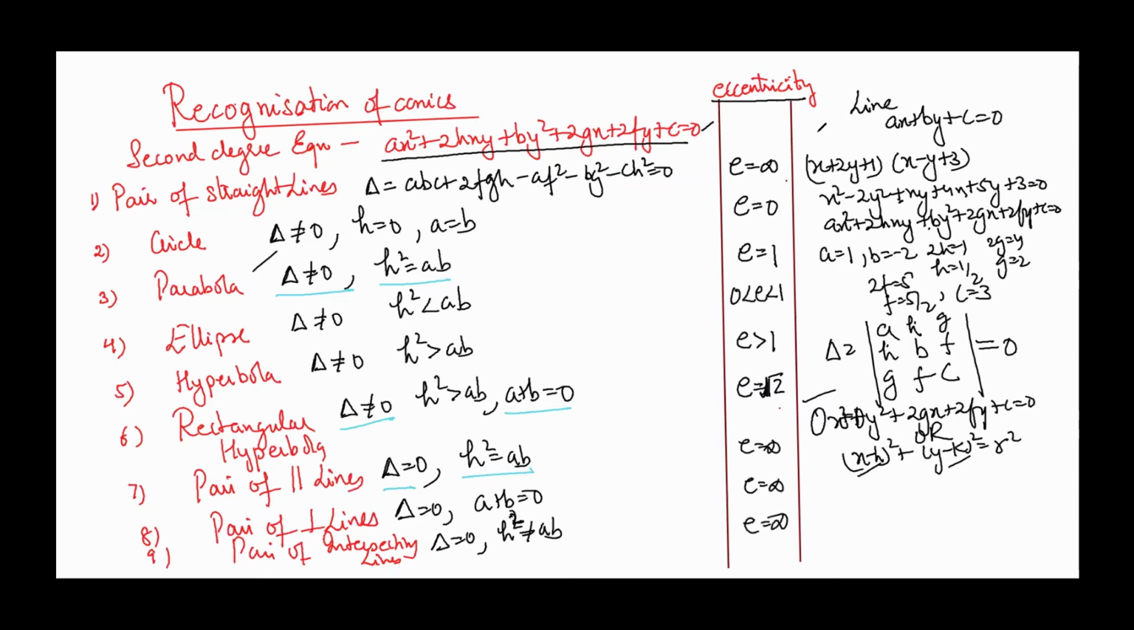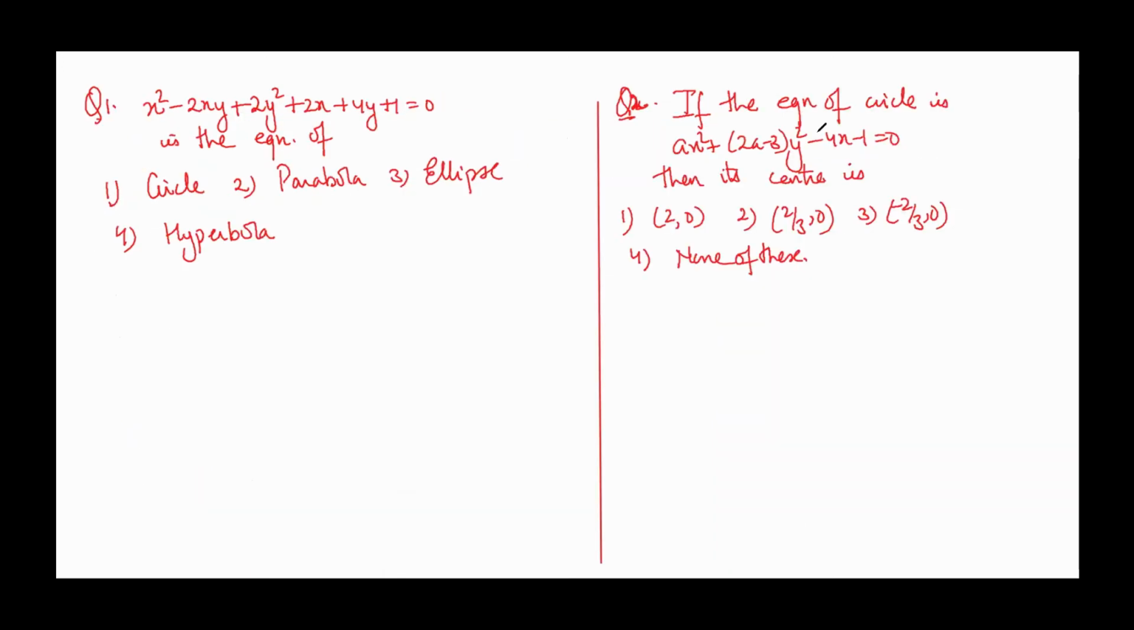So what types of questions can we apply these results to? Now the first question is written here: x square minus 2xy plus 2y square plus 2x plus 4y plus 1 is equal to 0 is the equation of whether a circle or a parabola or an ellipse or a hyperbola. So we have to check the curve.